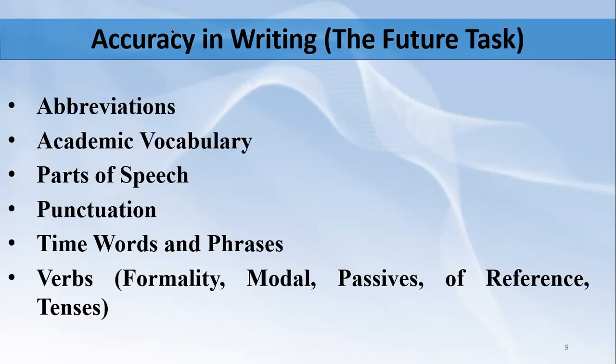So in order to be accurate in writing, we need to have a complete command over abbreviations, particularly those which occur very frequently in academic writing. For a student, we have SSC, UNESCO, UNICEF, WebDAW, and these frequently occurring abbreviations must be mastered. So we'll discuss at least 100 of the most frequently occurring abbreviations.